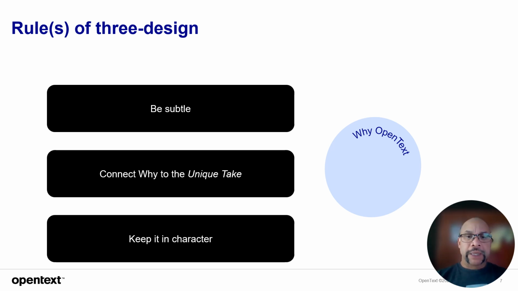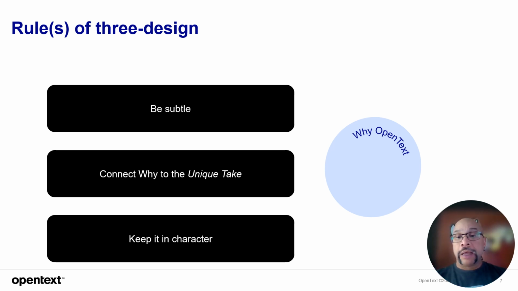Be subtle. Connect it to why your unique take. So as you're designing it, maybe you think about what you want the customer to do at the end of why OpenText. Your unique take should be a spin on that, driven by the market forces. And when I say keep it in character, remember this is an event that you are an active part of. You're part of the story. Don't go out of character.